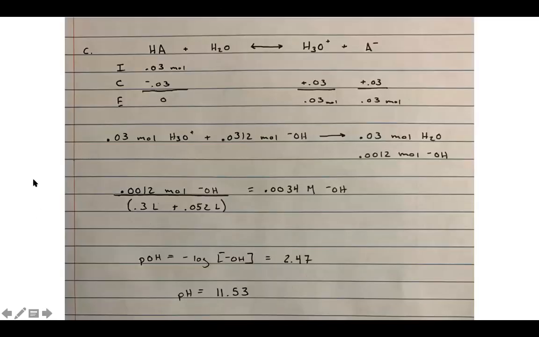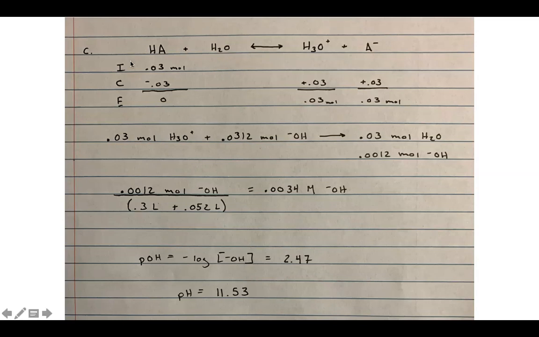Okay, now part C. Part C corresponds with after the equivalence point, or past the equivalence point. Okay, so the same kind of logic occurs here, right? In part C, we are adding 0.0312 moles of hydroxide. We figured that out a couple of slides ago if you weren't here for that.